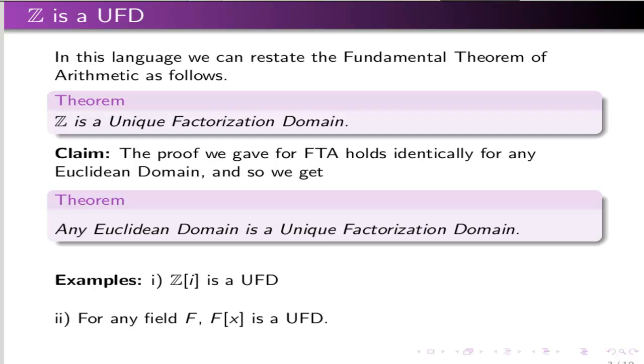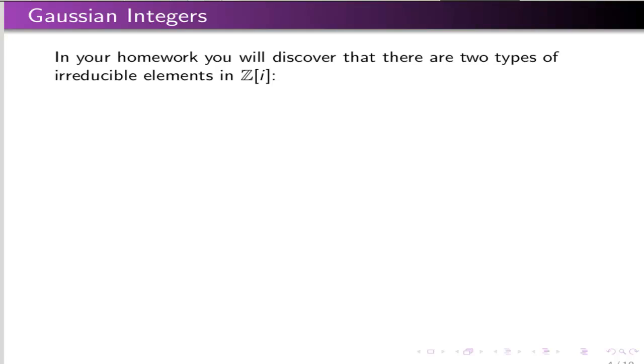Okay, let's look at this in a little more detail. So in the Gaussian integers, we claim it's a unique factorization domain. So what does that mean? That every Gaussian integer can be uniquely expressed as a product of irreducibles. So in your homework, you're going to explore the types of irreducible elements you can get in the Gaussian integers. And there are two types. So let's just do some examples.